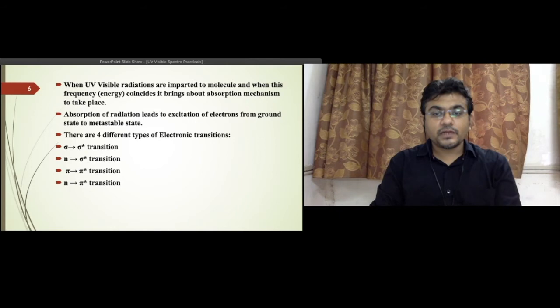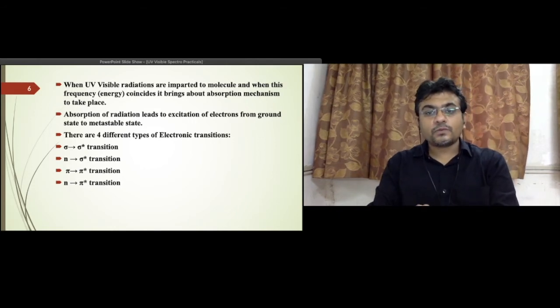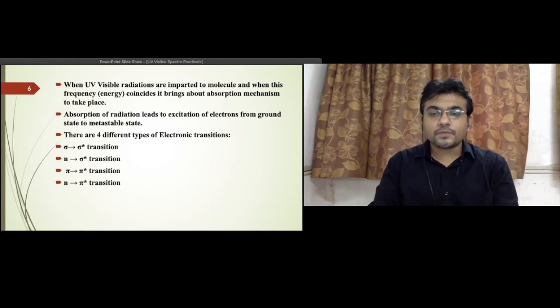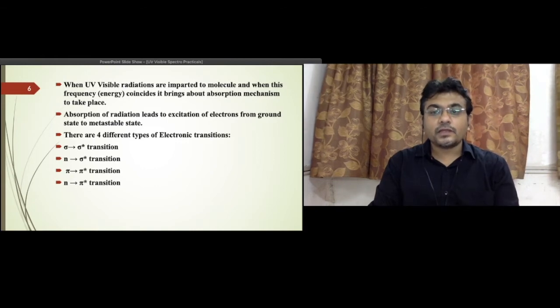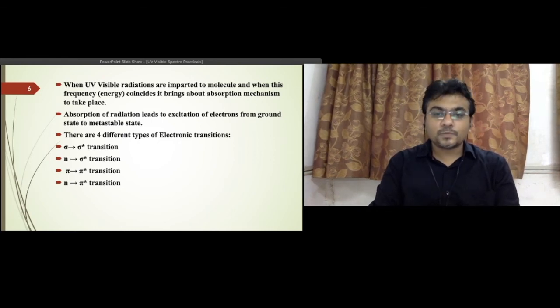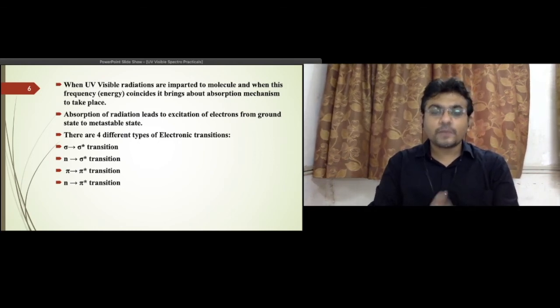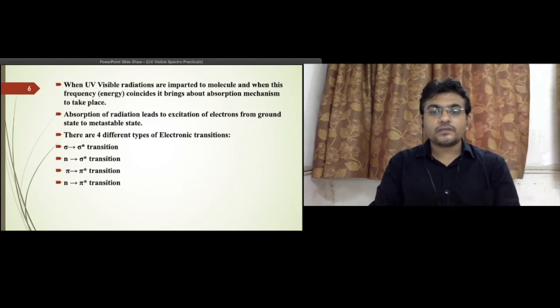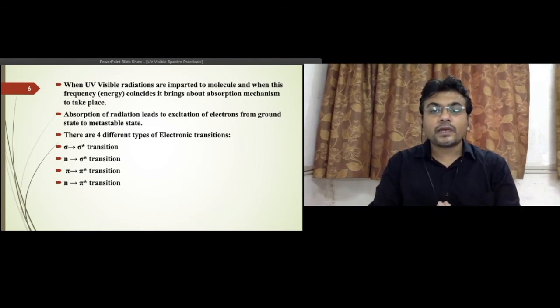Absorption of the radiation leads to excitation of the electrons from ground state to metastable state. There are different types of electronic transitions. The first is sigma to sigma star transition, followed by n to sigma star transition, then pi to pi star transition, and the last one is n to pi star transition. If you compare all these four transitions, sigma to sigma star transition is associated with the highest energy, while n to pi star transition is always associated with the lowest amount of energy. The most common type of transition found in UV visible spectroscopy is pi to pi star transition.